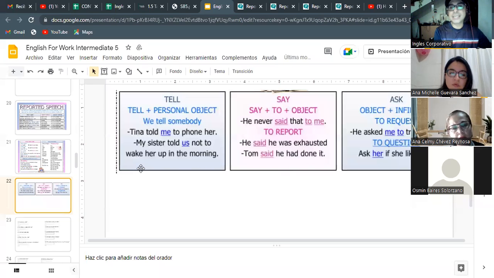He said he was exhausted. You can say he said that he was exhausted. Tom said he had done it. Tom said that he had done it. So in both ways, it's possible to use that because we are using say in this case. So when somebody just says something, that is say. When somebody says something that you need to do as the object of a verb, we're going to use tell. That is the main difference. Any questions before we move on?